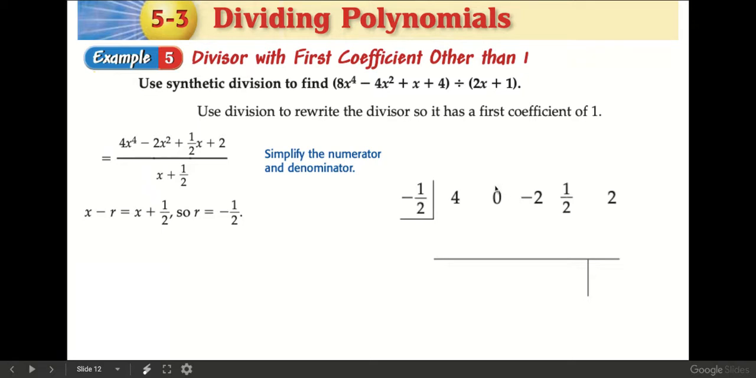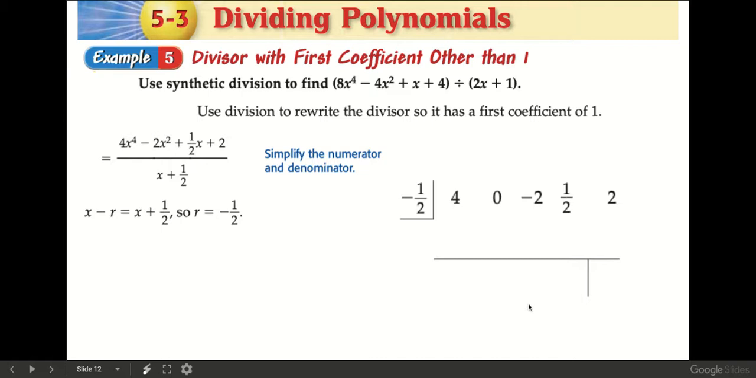And like I said, I'm putting a 0 in for the third term, right? Because this is 4x to the fourth, and this is 0x to the third because we don't have an x to the third, minus 2x squared plus 1/2 x plus 2, right? So I needed to write them all out. Make sure you fill in a 0 for any exponents that are missing in between.